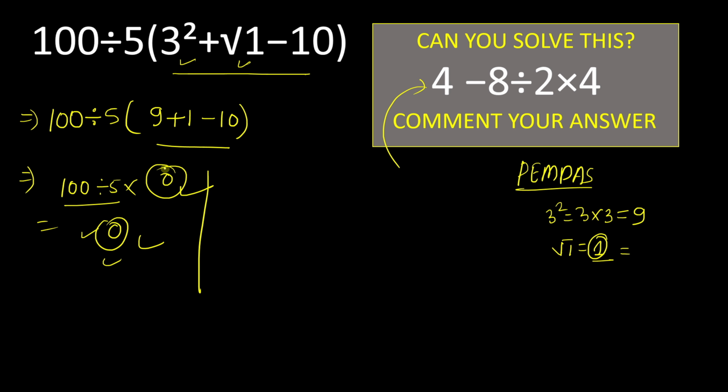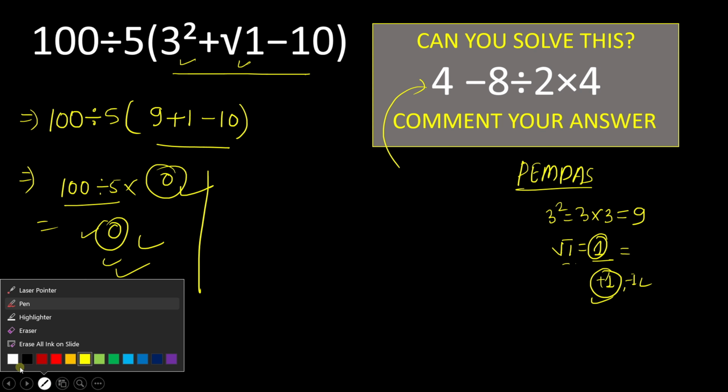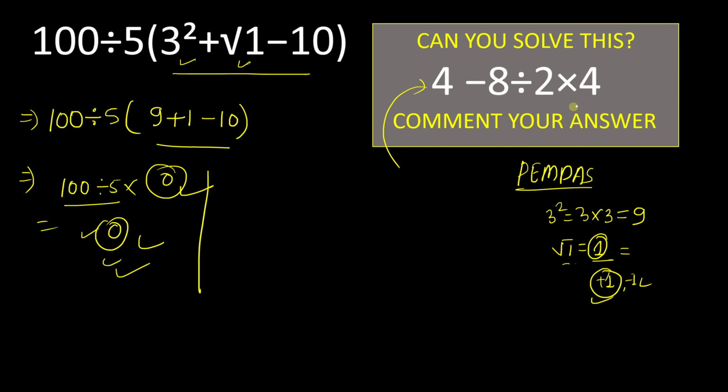Okay. Technically, square root over 1 will give result 2, that is plus 1 and also minus 1. But generally we will consider this plus value, so we will write answer here 0. And moving to the next question, we have 4 minus 8 divided by 2 times 4. So we will write again our question here, 4 minus 8 divided by 2 times 4.